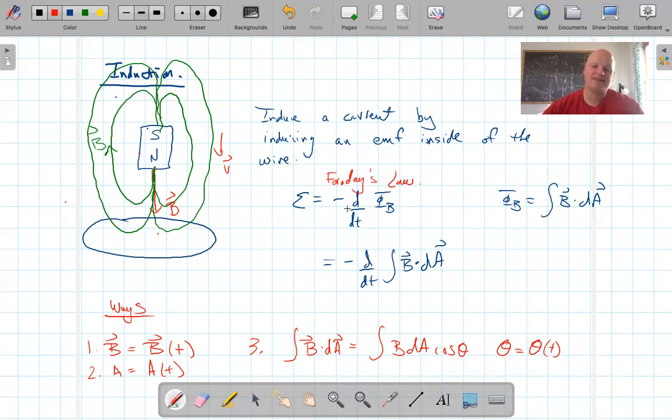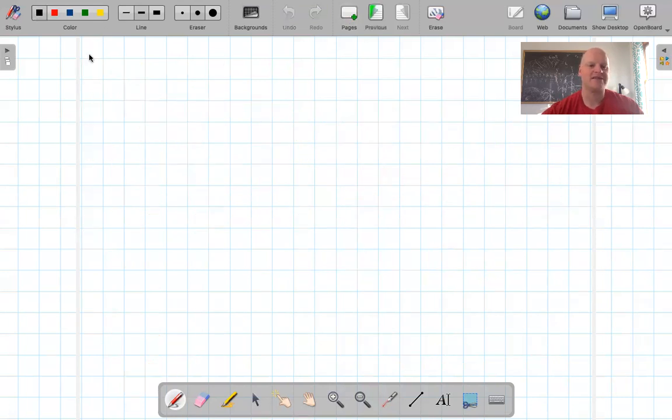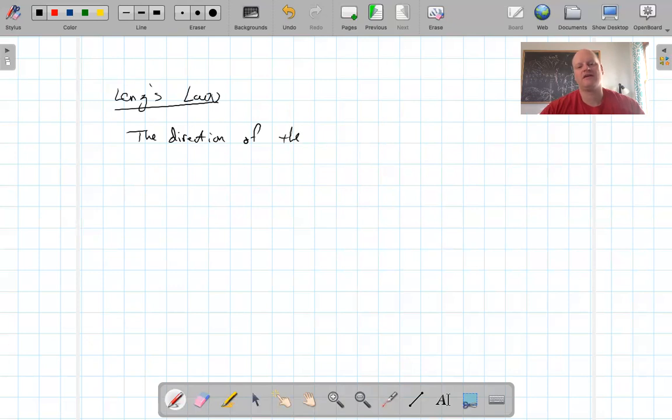Now, this negative sign here now has its own interpretation. This is what's known as Lenz's law. So let's talk about Lenz's law. So Lenz's law is all the interpretation of that negative sign. So what Lenz's law says is that the direction of the induced current is such that it is to oppose the changing magnetic field.